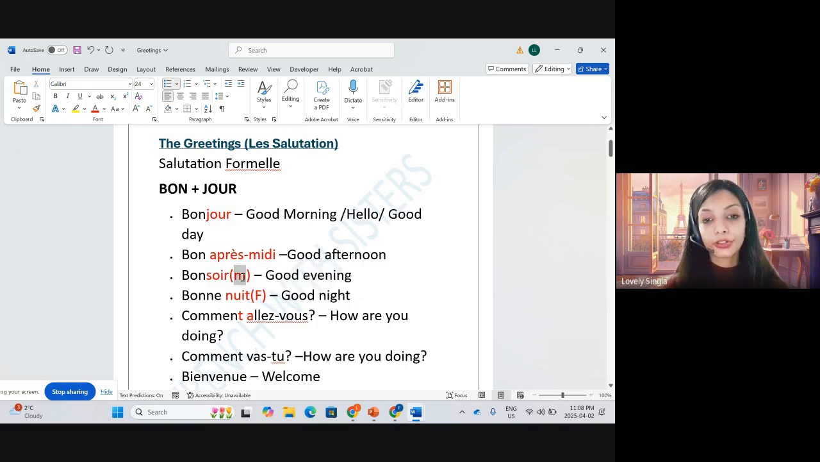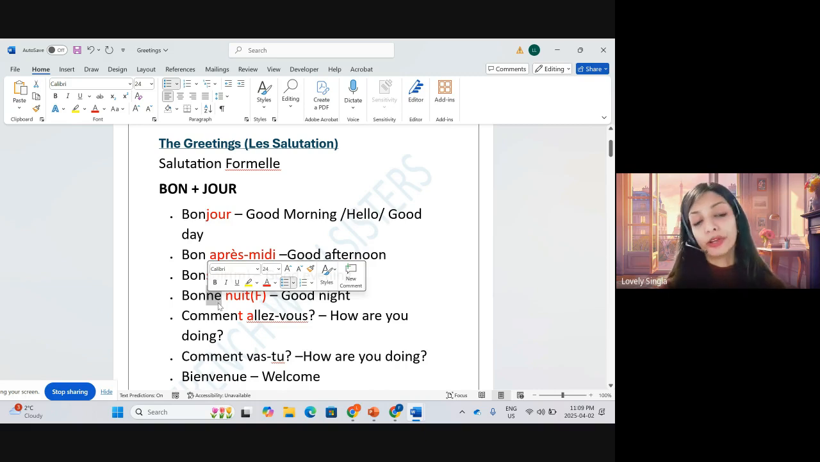For example, here you see M is written in brackets, right? Why? M means male. So this means it's a male thing, male greeting, bonsoir, which means good evening. Here F is written to indicate that it's a female greeting, bonne nuit, which is good night. So basically in French, nuit is considered as female. That's why they're ending this word with NE.